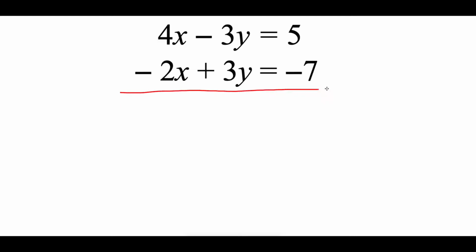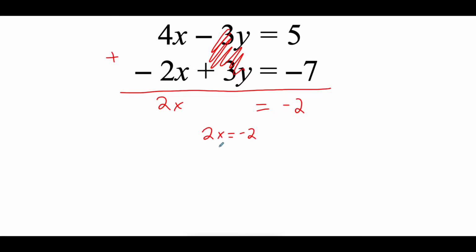Step number 2 says that we want to go ahead and add these equations together. So 4x plus negative 2x, well, 4 plus negative 2 is positive 2x. And if we look at negative 3y plus 3y, because those are opposites, when we add those together, they're going to cancel each other out. And then on the right-hand side of our equal sign, 5 plus negative 7 is going to give me negative 2. So we have the equation 2x equals negative 2.